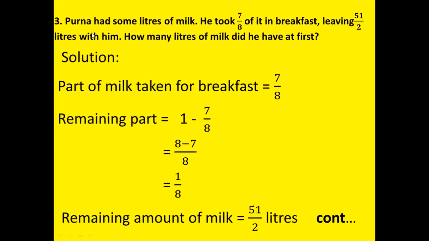Similarly here, okay, Purna had some liters of milk. He took 7 by 8 of it in breakfast, leaving 5 1 by 2 liters with him. How many liters of milk did he have at first? Now we have supposed the part of the milk for breakfast is 7 by 8 and the remaining part is 1. 1 is complete. 1 minus 7 by 8, then it will be 8 by 8 minus 7 by 8. That means 1 by 8 is remaining. And the remaining amount of milk is 5 1 by 2 liters, given in the question.